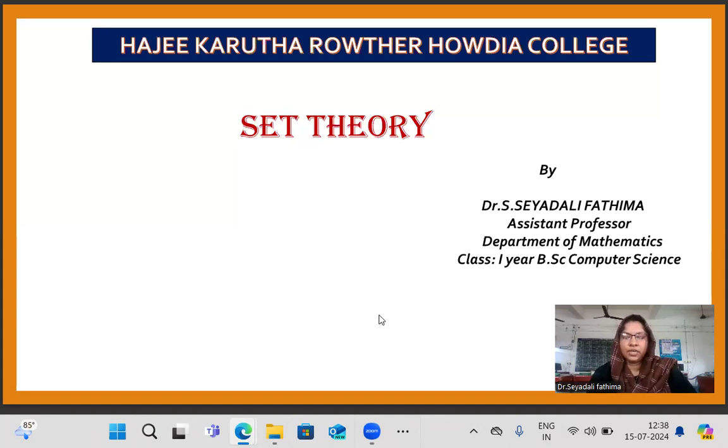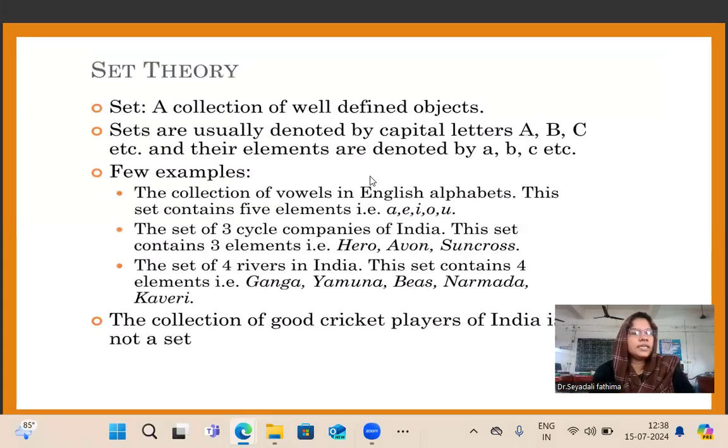Dear students, today we are going to discuss set theory. In set theory, we see the definition of sets, set notations, types of sets, and operations on sets. A set is a collection of well-defined objects. Sets are usually denoted by capital letters A, B, C, and their elements are denoted by small letters a, b, c, etc. We see some examples of sets.